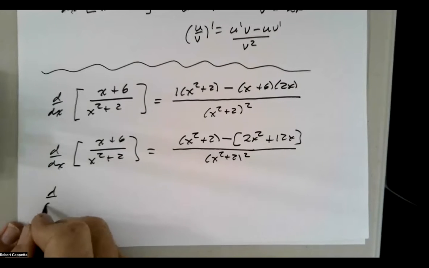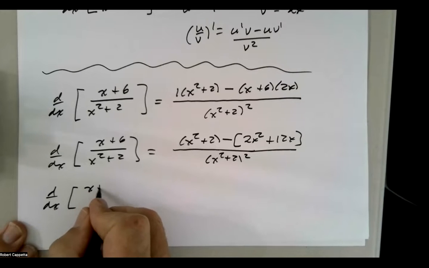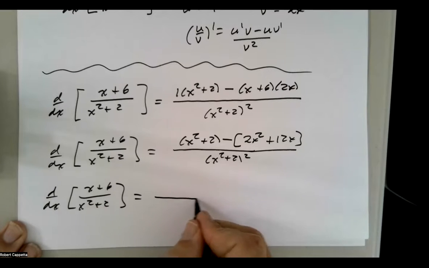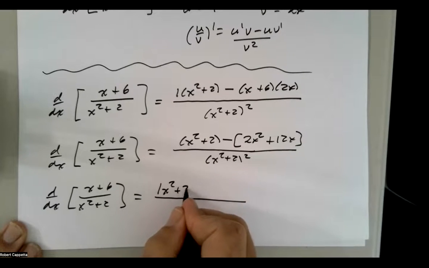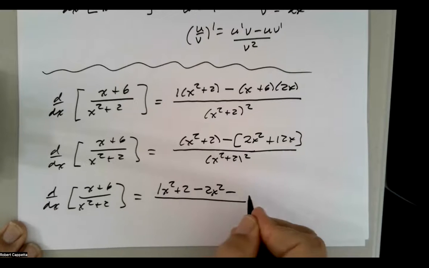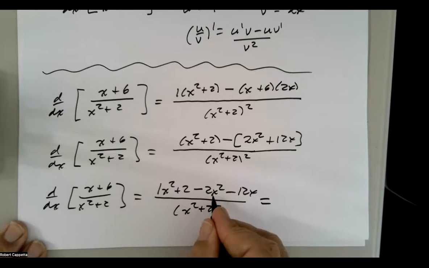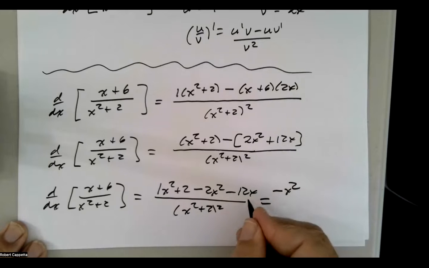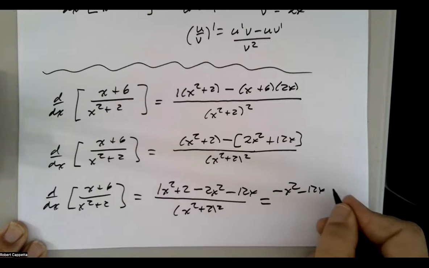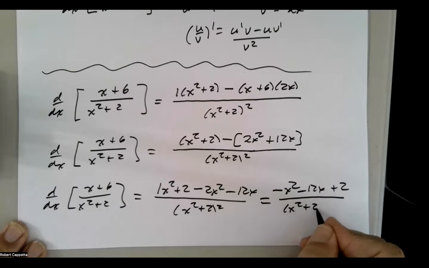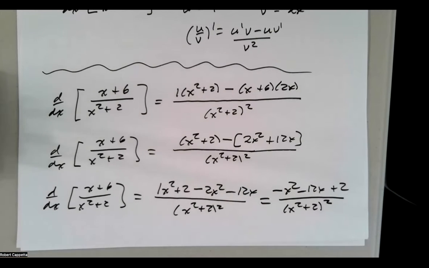Where does that leave us? Distributing the minus sign on top, we have 1x squared if you like, plus 2 minus 2x squared minus 12x, over x squared plus 2, squared. 1x squared minus 2x squared, that's negative x squared minus 12x plus 2, all over x squared plus 2, squared. That is the derivative of the inside function. So we've done that.